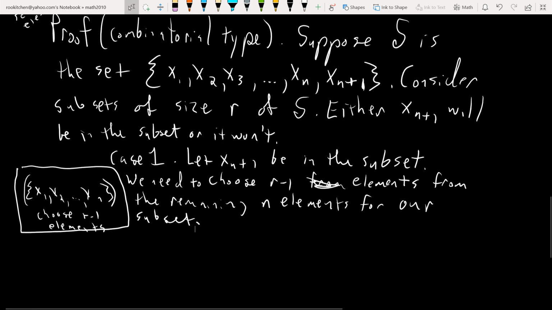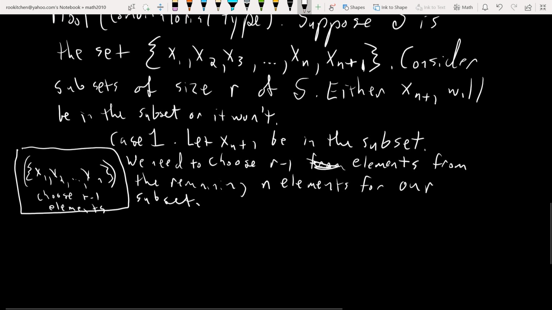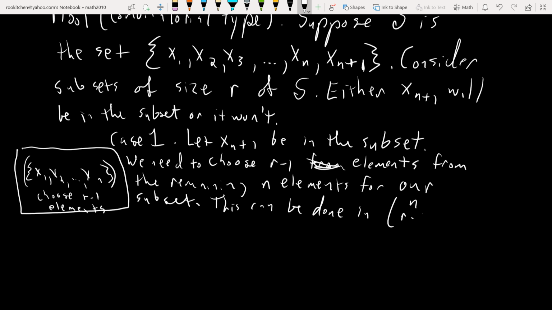And then this can be done in how many ways? Well, that's n choose r minus 1. This can be done in n choose r minus 1 ways. So the number of subsets that contain x sub n plus 1 is n choose r minus 1. And then there's case 2.